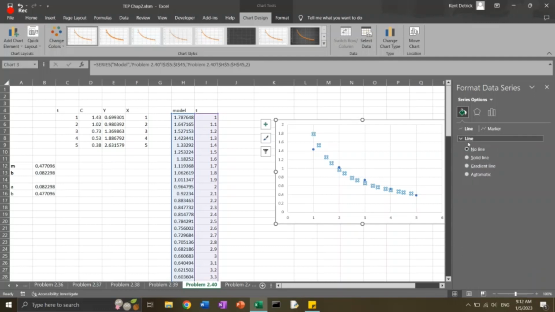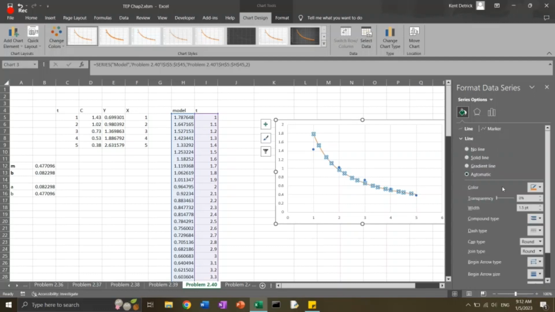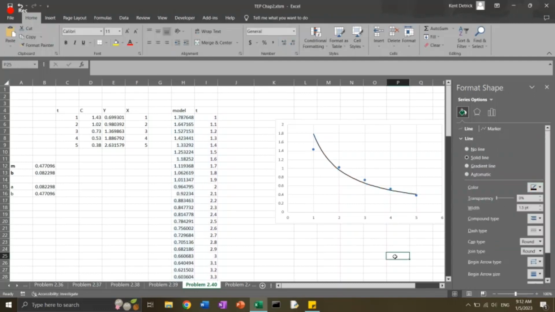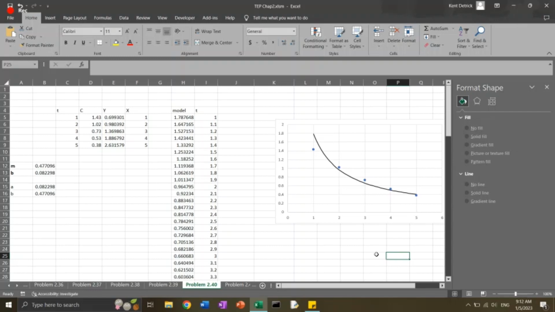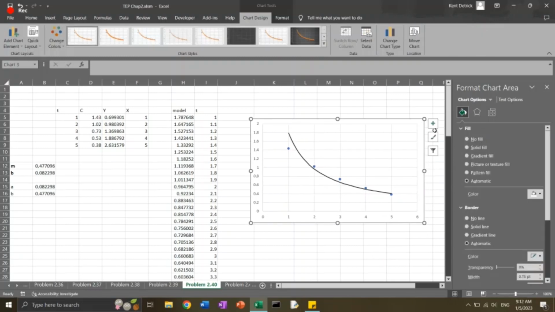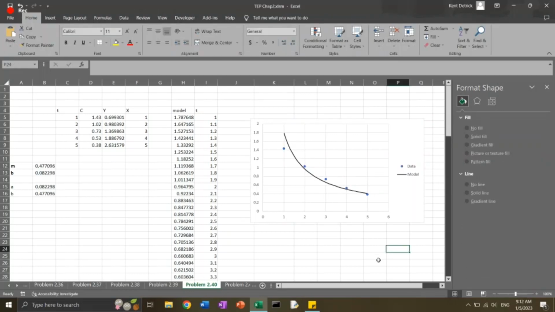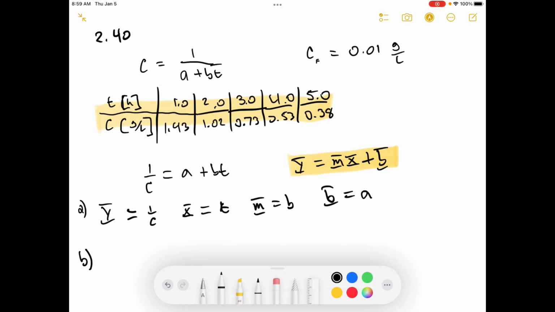So we're removing the markers and changing it to a line, and then changing the color to black so we can see it a little easier. And that is the plot that they asked for. So that's it for parts A and B, and then we'll do C back on the iPad. So we'll move back over there. Now we'll do part C.